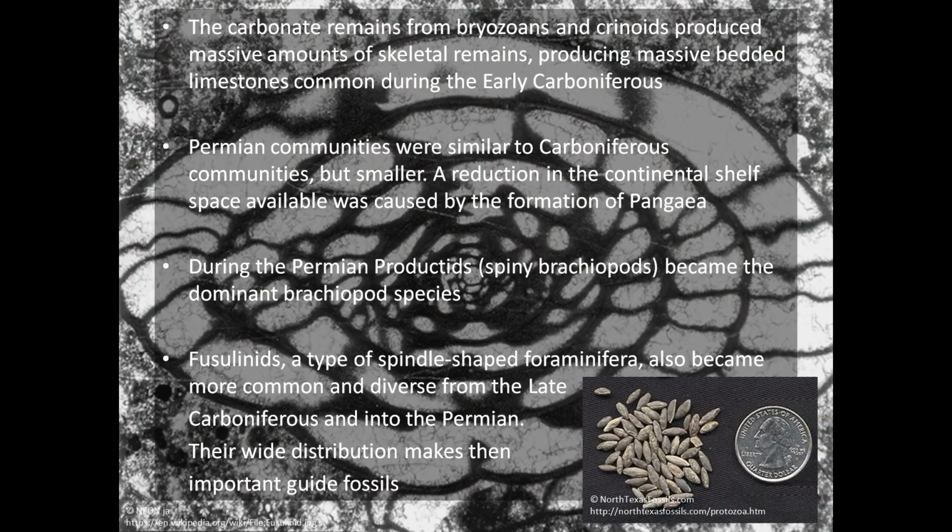So Permian communities were similar to Carboniferous communities, but on the whole they were smaller. Why were they smaller? Well, as we move from the Carboniferous into the Permian, we begin to see a reduction in the amount of continental shelf space available.